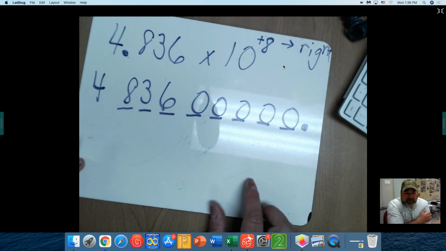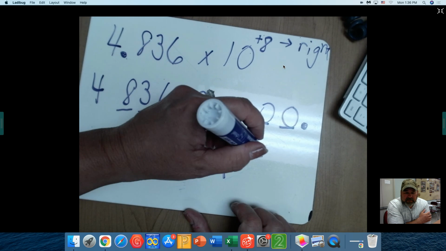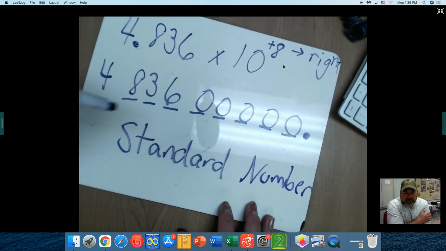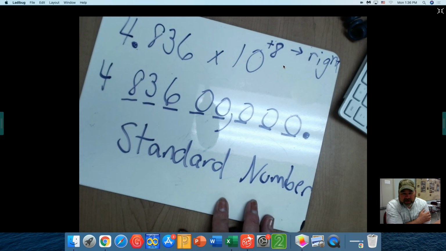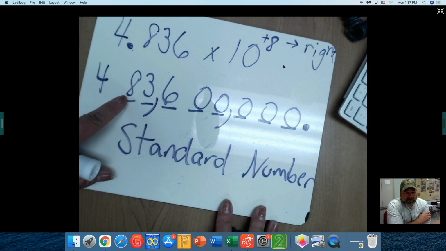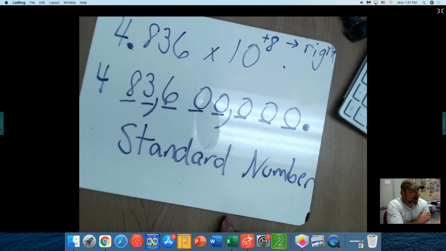That's what this is called, a standard number. Just like what you'd see if you were opening up your bank account, this would be how much money you'd have in it. Well, that'd be a nice bank account, wouldn't it, Miss Powell? Put your commas. So now, if this was your bank account, you would have $483,600,000.